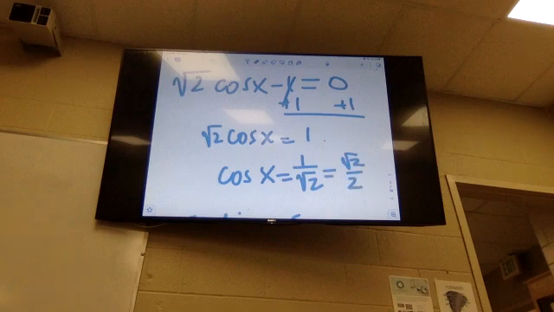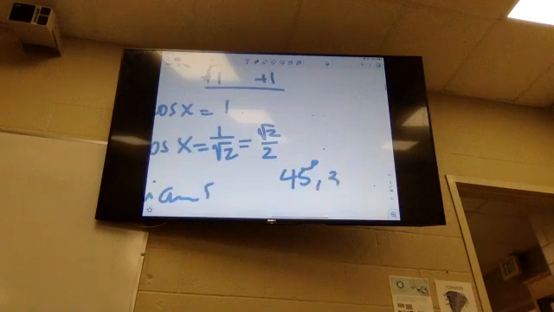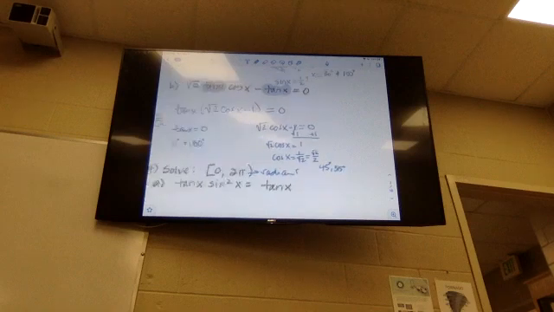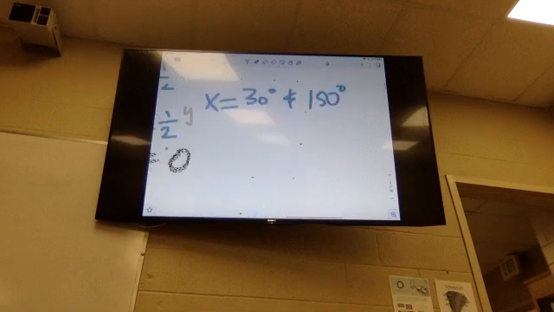So I'm asking, where is cosine positive √2 over 2? 45 works, and give me one more. 315, very good. So these were positive √2 over 2. So I could not do cosine in the second or third quadrant because those are negative. So I had to do the first and fourth quadrant. So my answers are 45 and 315 and 0 and 180.